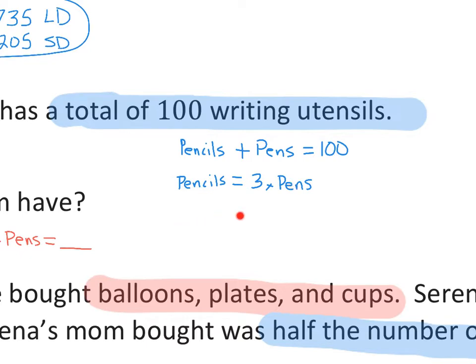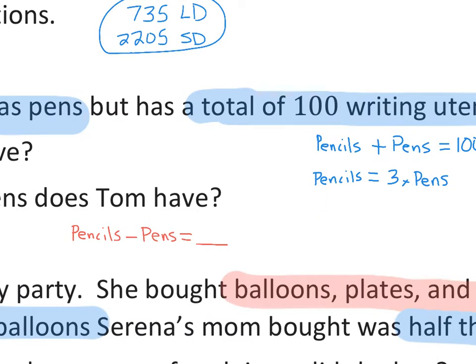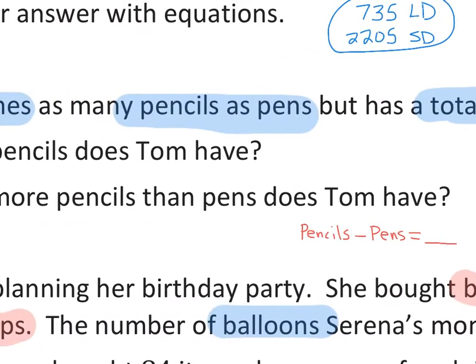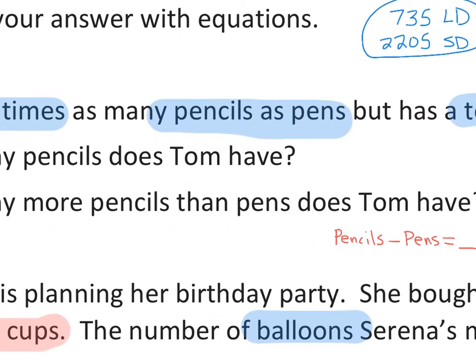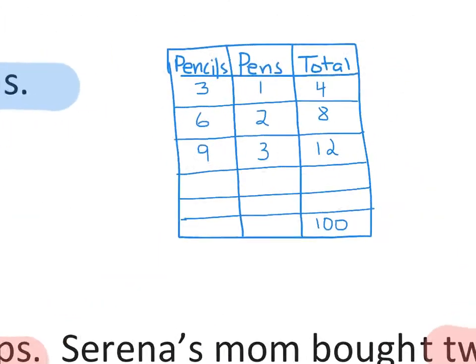All right, and then also we found out that we're going to be looking at subtracting pencils and pens because the question was how many more pencils than pens does he have? And we know pens is less and pencils are more. So we're going to do pencils minus pens to find the answer for B. And to find A, we have to make a table. So let's check out the table that I made.